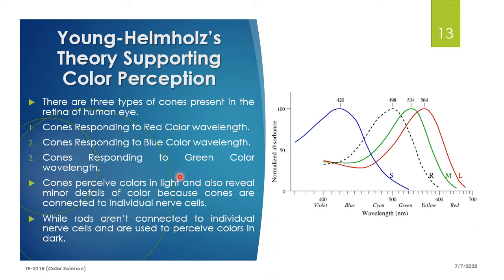colors because cones are connected to individual nerve cells, while rods perceive in the dark, and these cannot reveal the minor detail of color because rods are not connected to individual nerve cells at the back end.